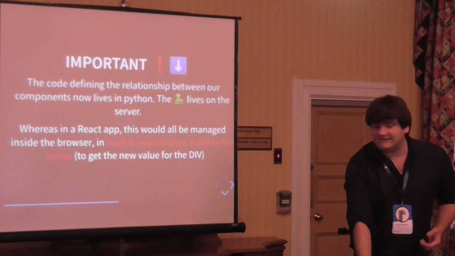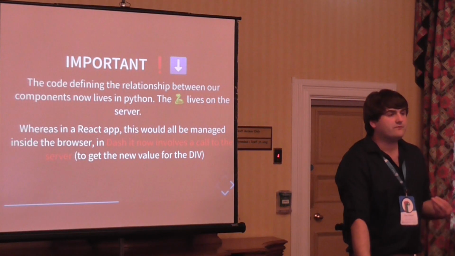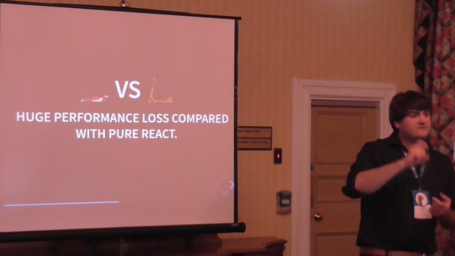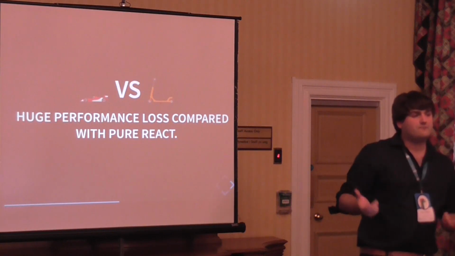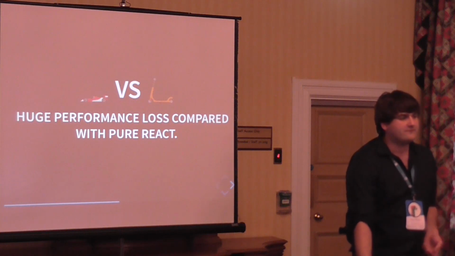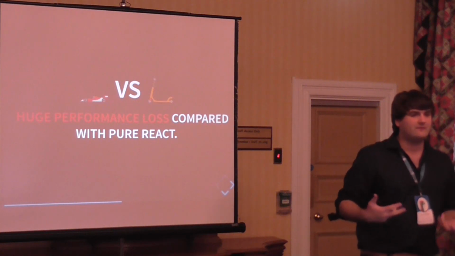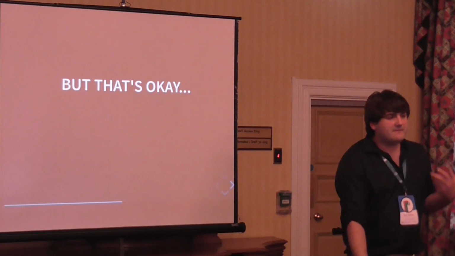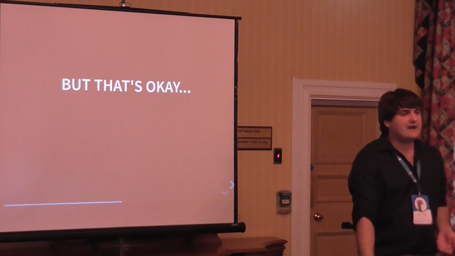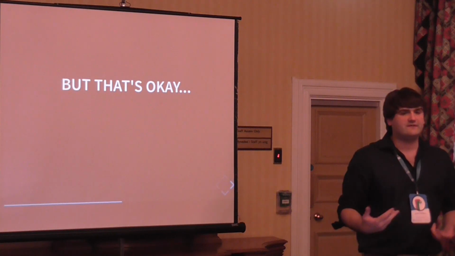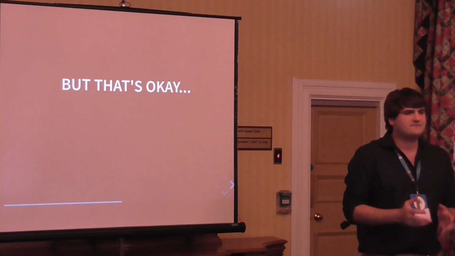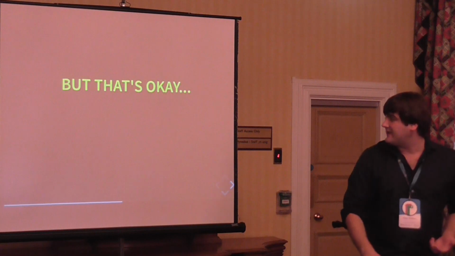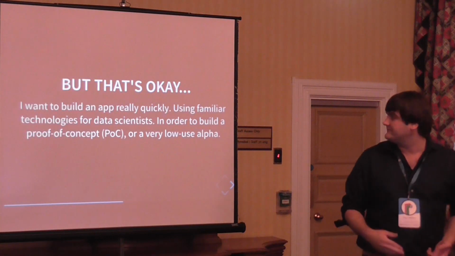Now, React is blazingly fast at doing that because it has an algorithm called Fiber, and it sorts all of this out inside of a user's browser. Whereas if we're constantly making requests back and forth to the server, we have a huge performance loss because we have to cross a network, there's tons more technology involved, and it's just a much more complicated setup. But generally, that's okay because I'm using Dash to create a proof of concept or an alpha that's not going to have many users, or something that's not going to be production quality with huge numbers of users at all. So generally, that's okay, but it's something to be aware of as your application might start to scale.